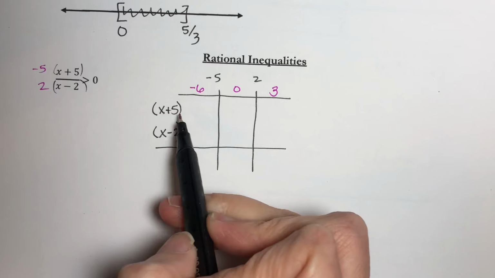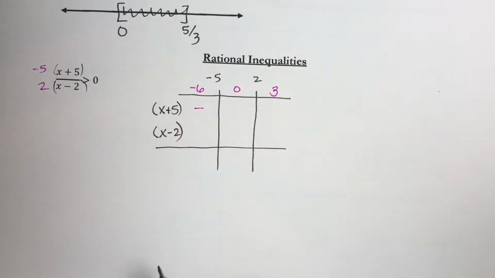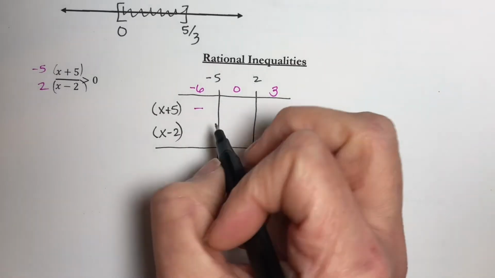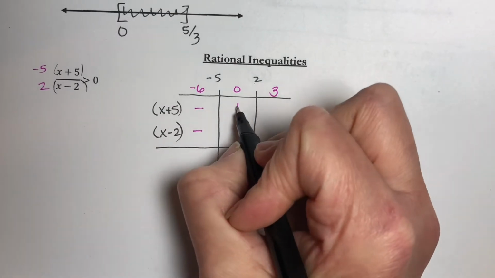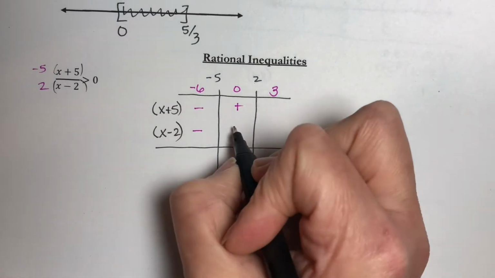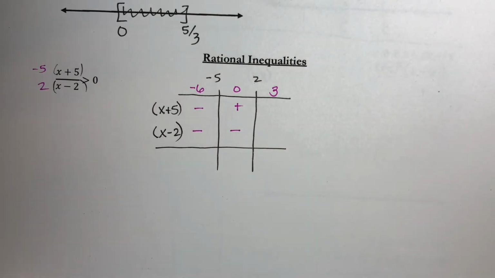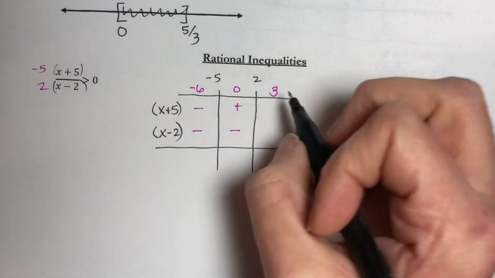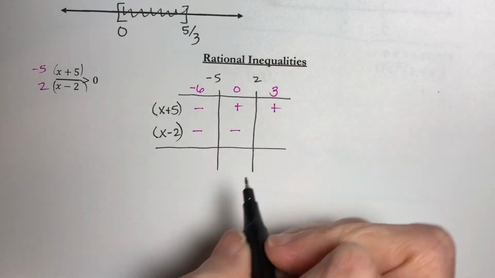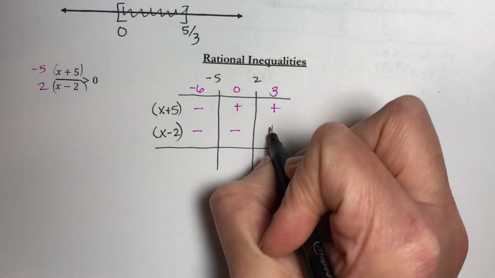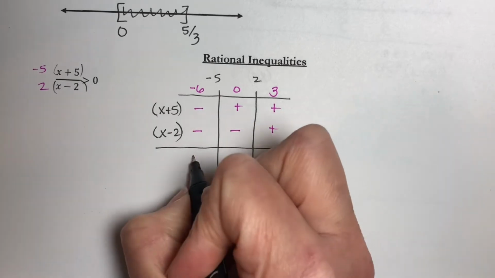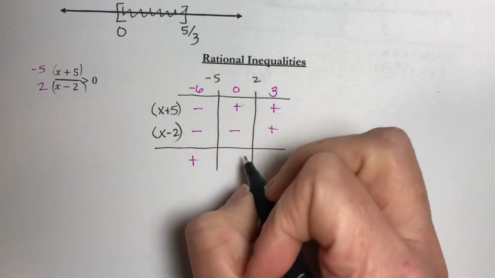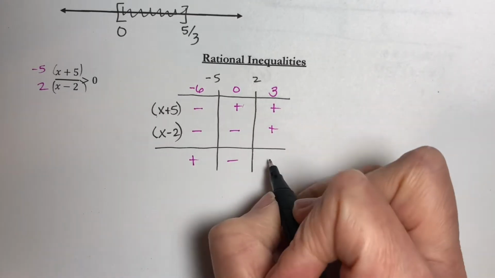All right, -6 plus 5 is negative. -6 minus 2 is negative. 0 plus 5 is positive. 0 minus 2 is negative. 3 plus 5 is positive. 3 minus 2 is positive. Just using our sign rules, 2 negatives gives a positive. 1 of each is negative. 2 positives is positive.